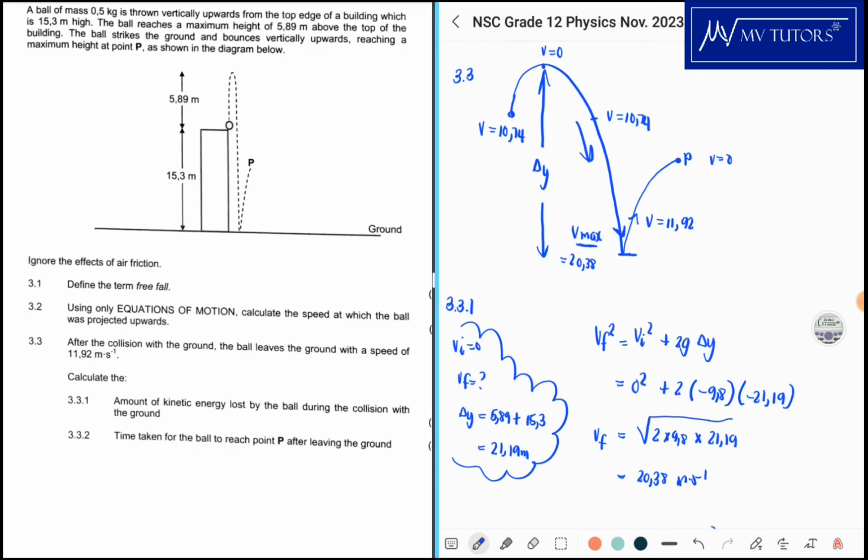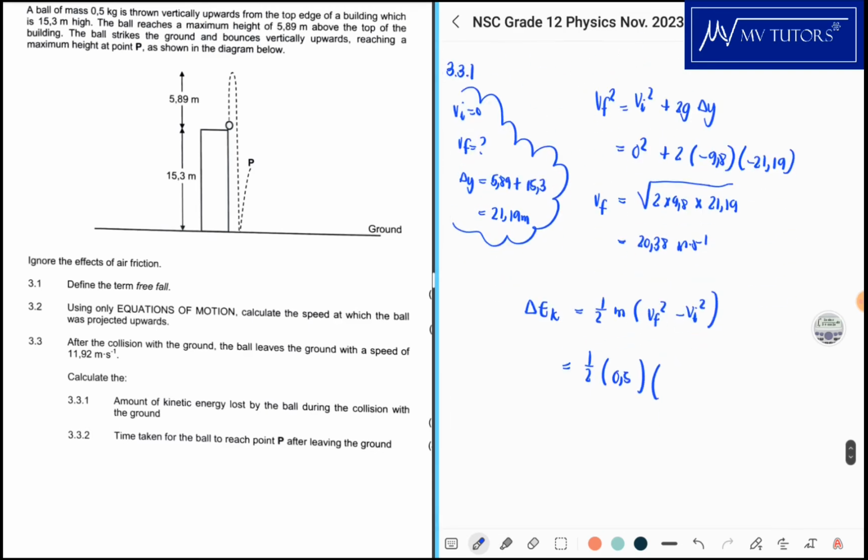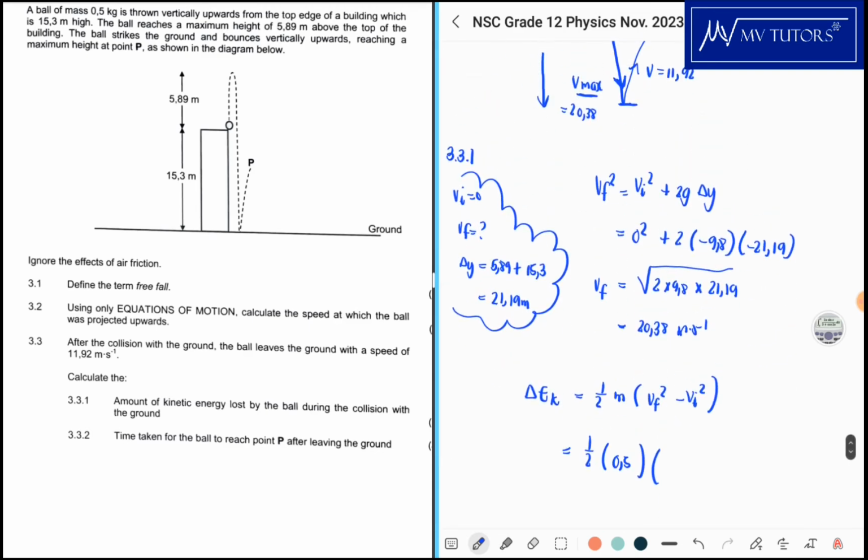Yeah, because this is velocity coming down and then going up. Which one should I take as the final velocity and the initial velocity? The final should be the lift off, and the initial should be the max. So 11.92 squared minus 20.38 squared. This is a negative because it's going down, but it doesn't matter because it will be squared.